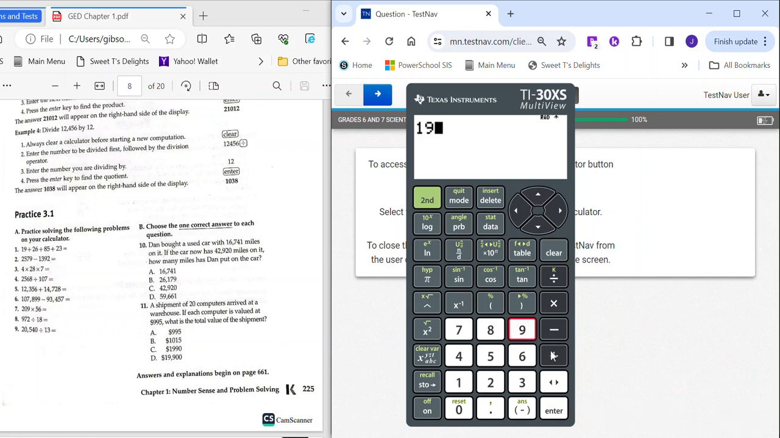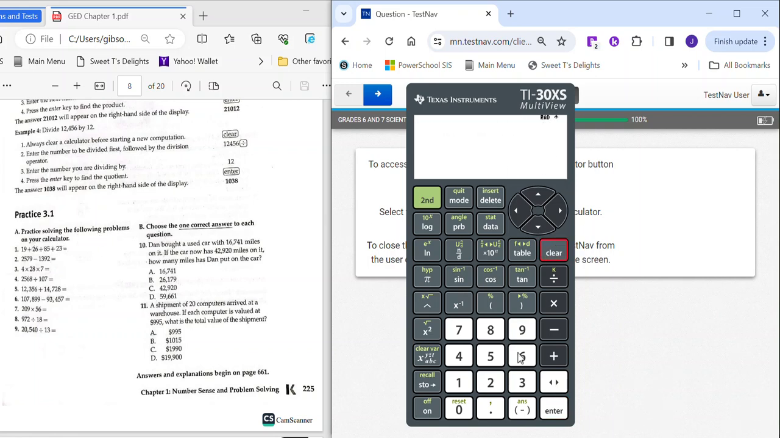So we had 19 plus 26 plus 85 plus 23. Now, one thing I do want to tell you is this here. What I like about this calculator is that you could see all of the numbers that you typed in. Unlike some of the other calculators, when you type in a number, it will add them together and you don't know if you typed in the number correctly or not. So now that this looks the same as this here without the equal sign, you can press enter and you have your answer, because it says practice solving the following problems on your calculator.